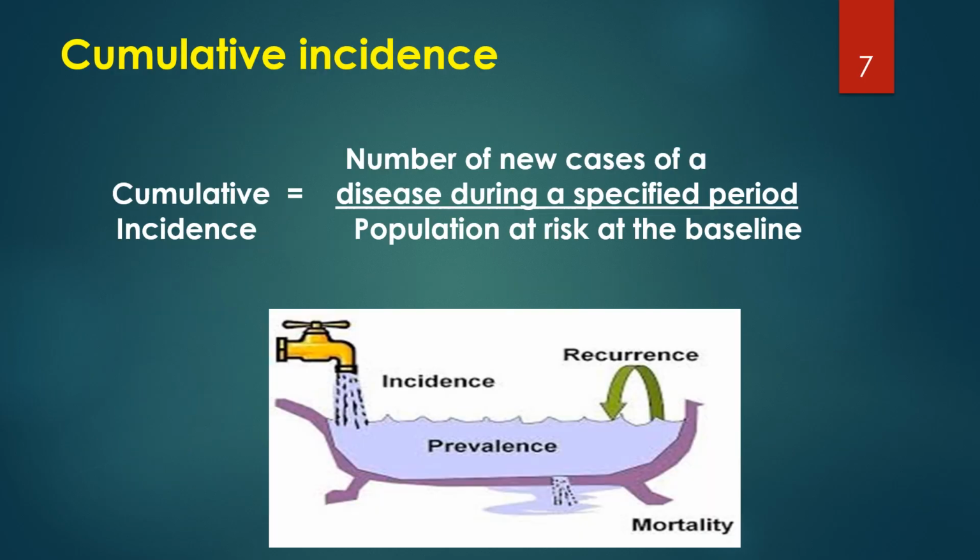Cumulative incidence. How do we calculate incidence? Incidence can very simply be calculated by dividing the number of new cases of a disease in a population during a specified period of time by the population at risk in the same period of time.